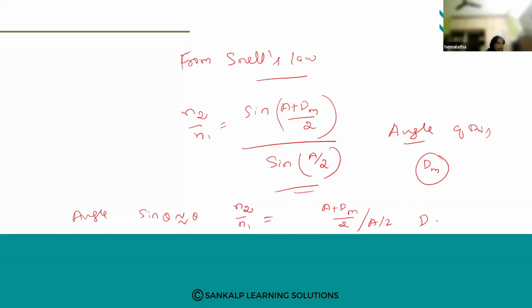To get cancelled, what you need now is mu minus 1. Okay, dm, the angle of minimum deviation, is equal to (mu minus 1) times A. Very, very important relation.